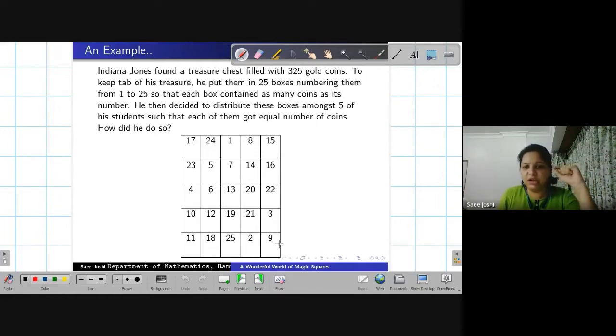If you notice carefully, it has an additional property: if you look at the numbers on the diagonal, both the diagonals rather, that sum also turns out to be 65. So this is 17, 5, 13, 21 and 9. That also turns out to be 65. So this is a peculiar quality, a defining property of a magic square.